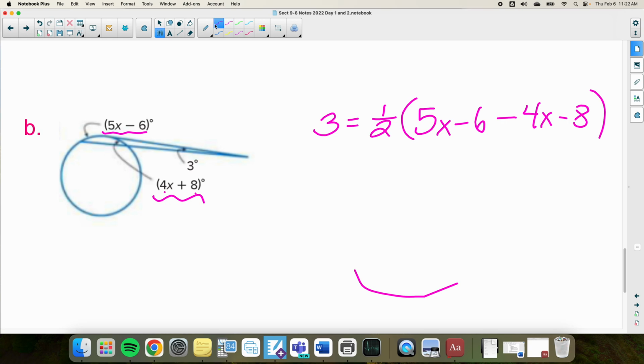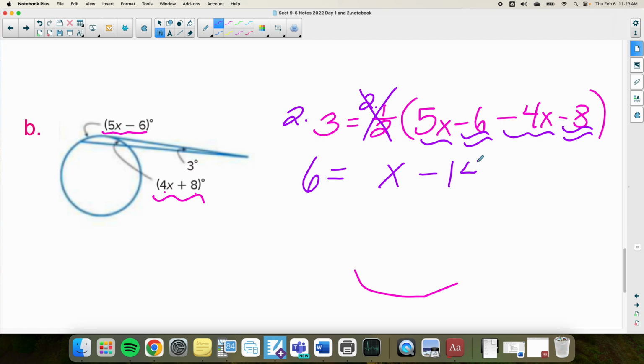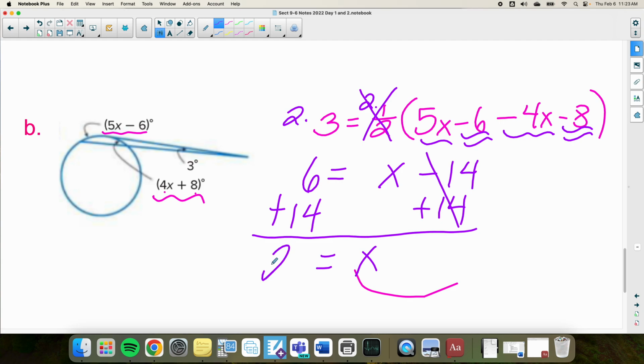So now what I'm going to do here is multiply by 2, and I'd get 6 equals, now I'm going to combine this. 5x minus 4x is x, negative 6 minus 8, what's that? Negative 14. So this is minus 14, add 14, and x is 20.